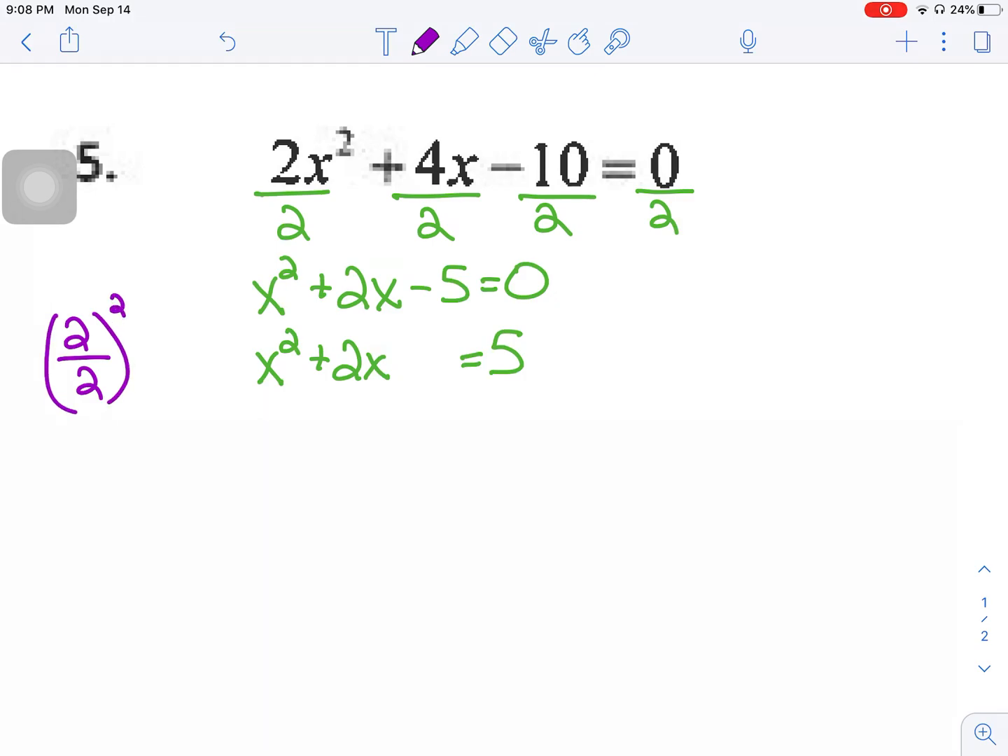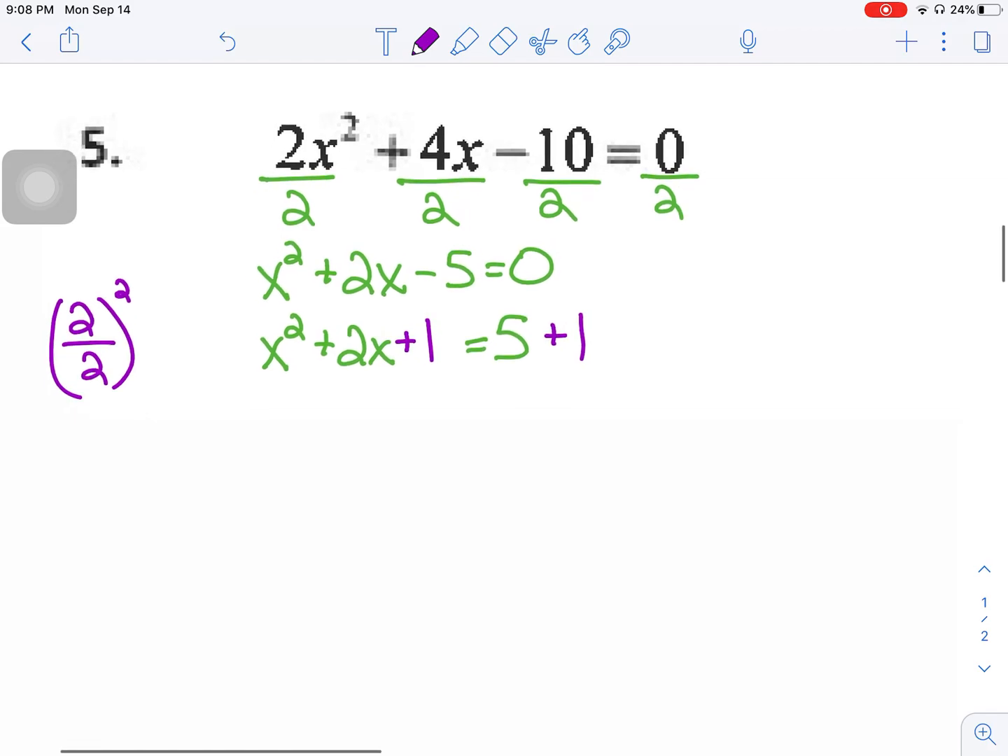Lots of 2's in that little expression there. So 2 over 2 is 1. 1 squared is, well, 1. What you add to the left, go ahead and add to the right to keep, again, that equation in balance. The left side is going to factor into x plus 1 times another x plus 1, so x plus 1 squared. We've completed the square. And 5 plus 1 is 6. Yay, we have completed the square.